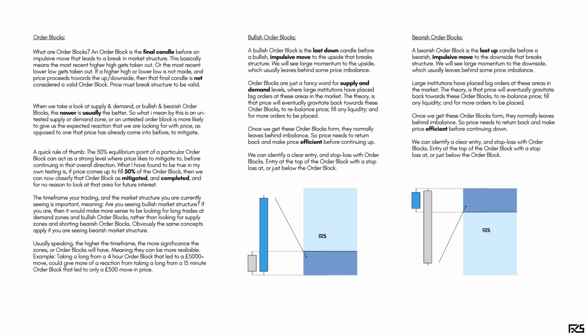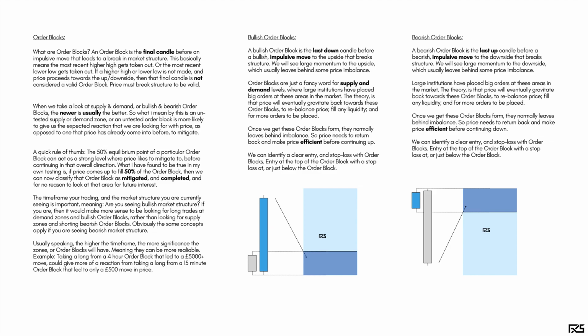Now there's a lot of information here, so definitely write some of this down, get a notepad, and let's get into it. So starting at top left, order blocks. So what are they? Well, an actual order block is the final candle before an impulsive move that leads to a break in market structure.